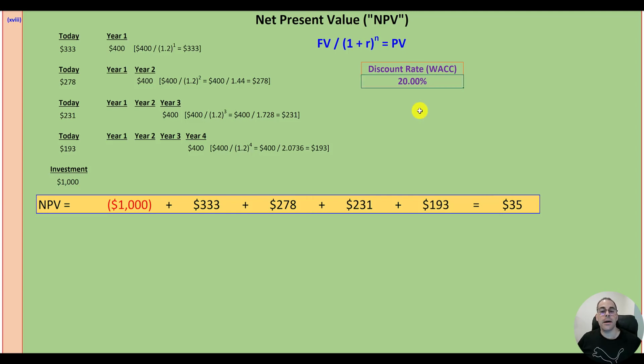20% is a high discount rate. What if it was 10%? That's even better. The lower the discount rate, the higher the NPV. What if it was a really risky project and it had a 30% discount rate? Then it has a negative NPV, negative 134. We would not take on the project.